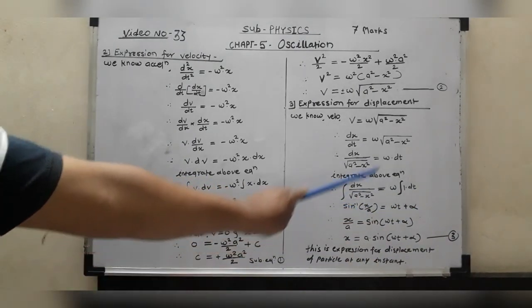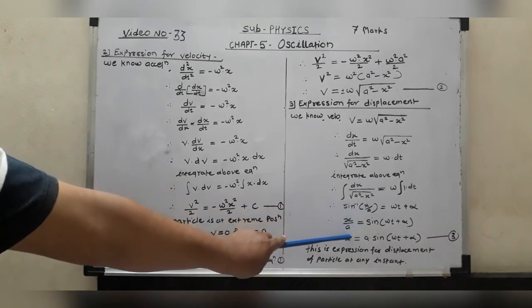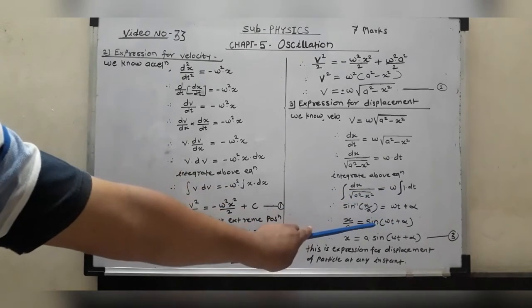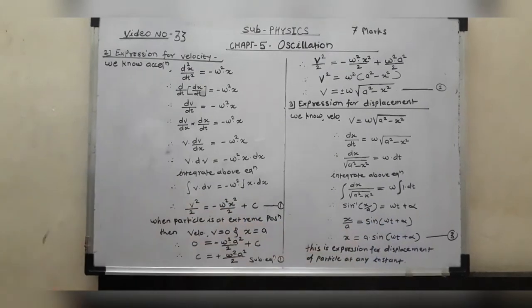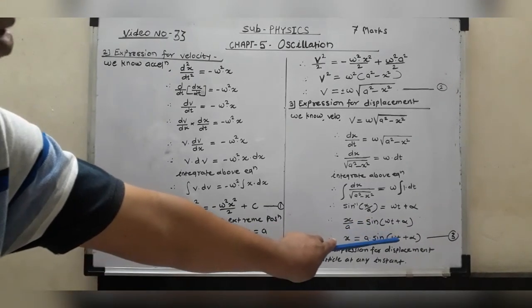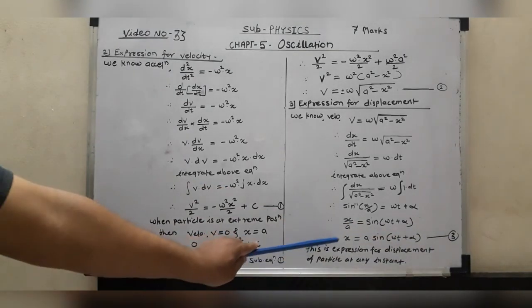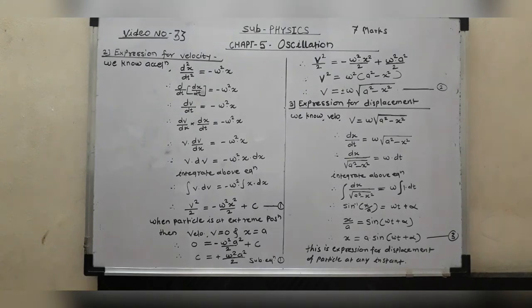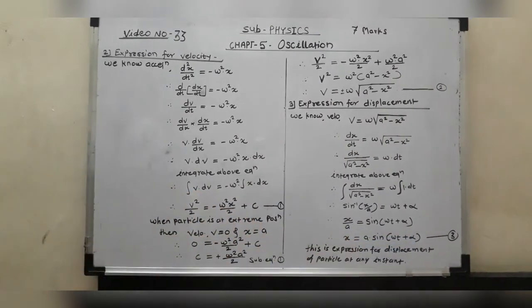Taking the sine inverse to the right-hand side, x by A is equal to sine of omega t plus alpha. Taking A to the other side, x is equal to A sine of omega t plus alpha. This is equation number 3. This is the expression for displacement of a particle performing SHM: x is equal to A sine of omega t plus alpha.